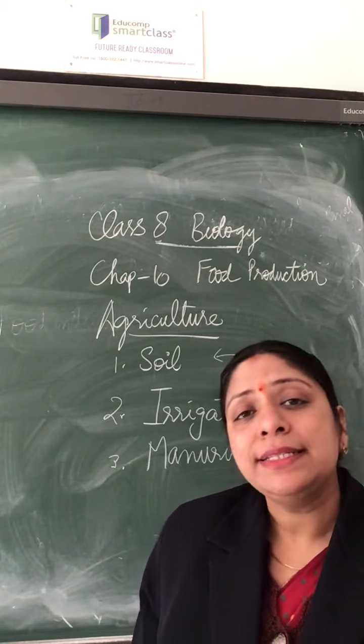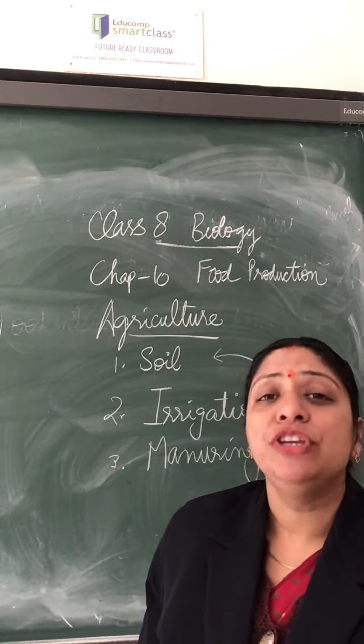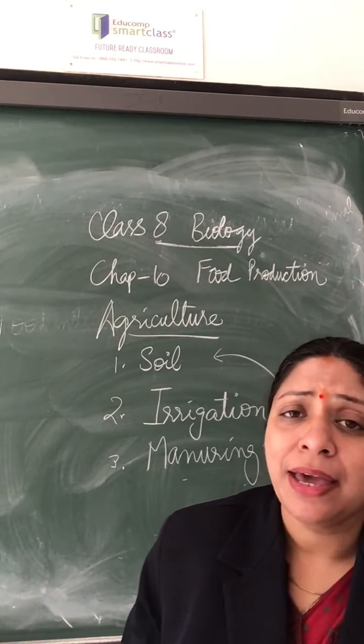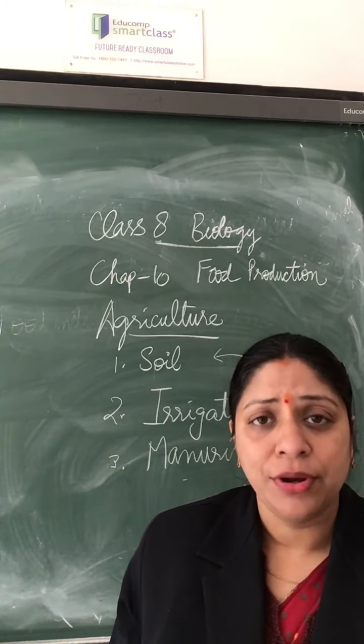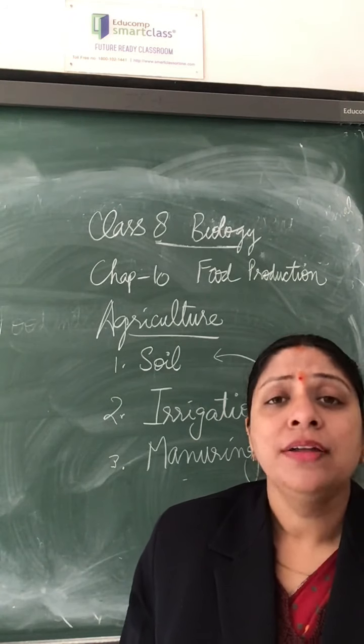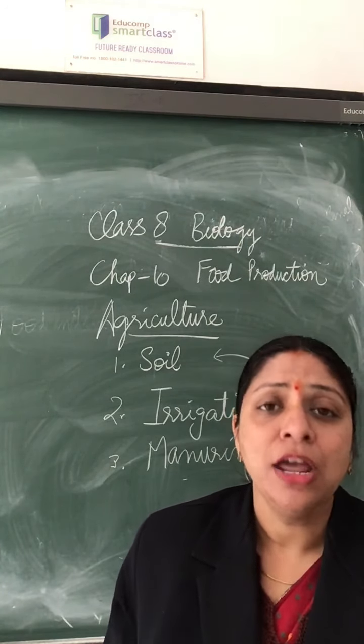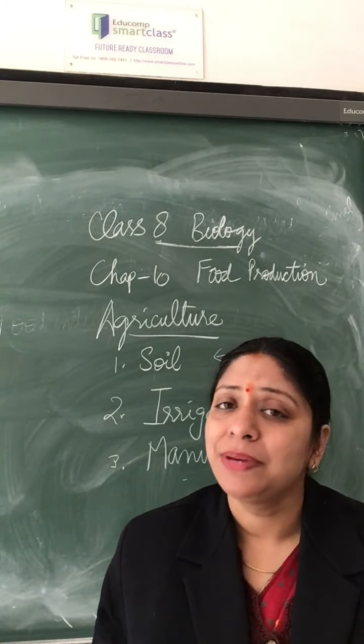And therefore, instead of fertilizers, we should try to use manures. Manures can be cow dung or green manure, and many other ways are also there, or we can even practice crop rotation, which will again help in increasing the minerals in the soil.